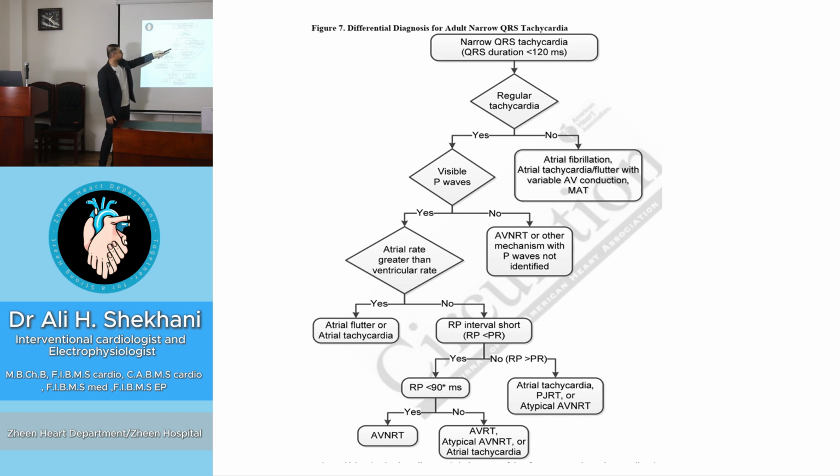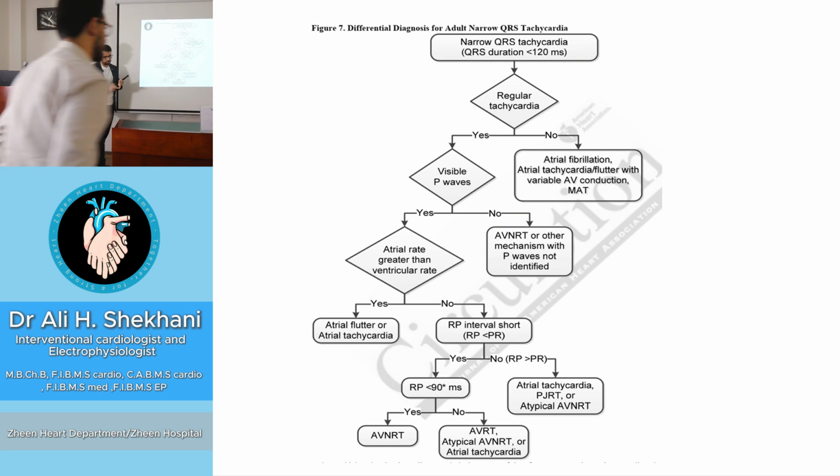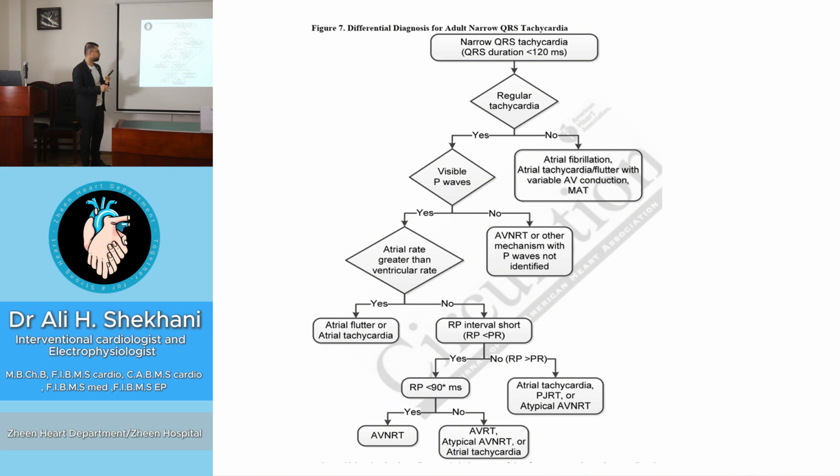Then the next step, if the patient has a regular tachycardia, look for the P wave. Usually, if there is no P wave, most likely AVNRT. If there is P wave, you have to correlate the P to the QRS, whether every P is followed by QRS or the P wave is greater than the QRS. If the P wave is greater than the QRS, it may be atrial flutter or maybe atrial tachycardia. However, if the P wave is followed by one QRS, then the next step you have to measure the RP interval. I will discuss what the RP interval is in the coming slides.